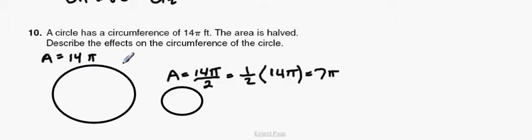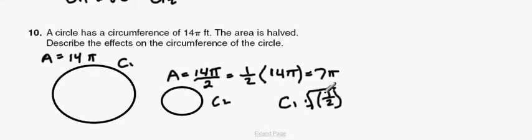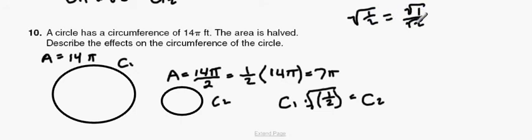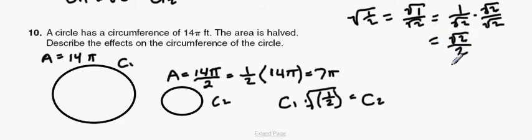So here, if this is circumference 1, and this is circumference 2, we would say that circumference 1 times the square root of 1/2 is going to equal circumference 2. And by the way, the square root of 1/2 is equal to the square root of 1 over the square root of 2, which is 1 over the square root of 2. Knowing we can't have a radical in the denominator, we multiply by a form of 1. So this gives us square root of 2 over 2. So that would be our multiplier going from the circumference 1 to the circumference 2.